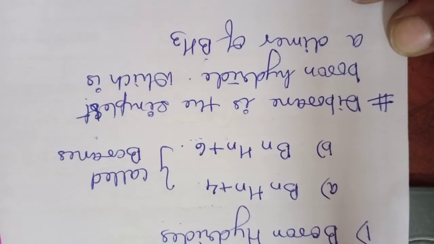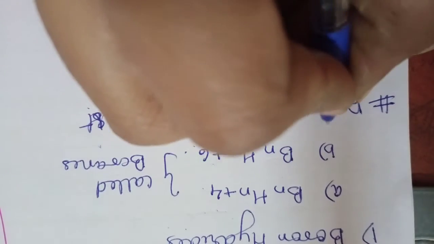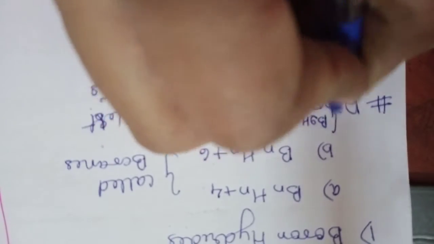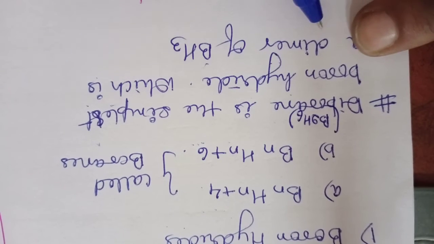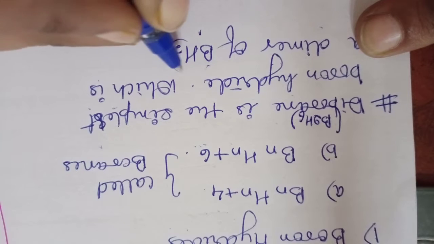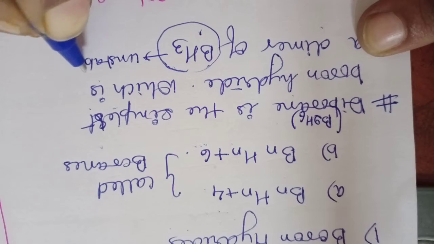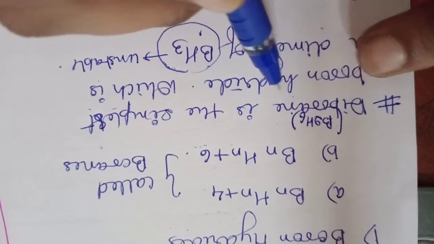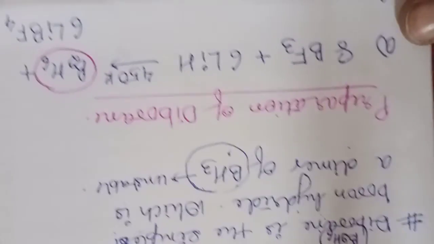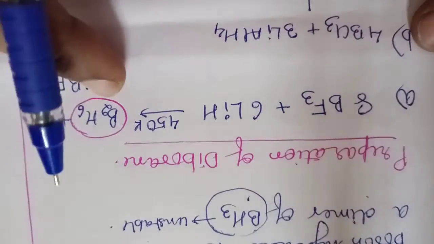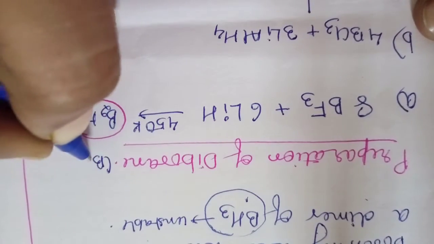The diborane formula is B2H6. B2H6 is the formula for diborane. So diborane is the simplest boron hydride, which is a dimer of BH3. BH3 does not exist. It is unstable in nature. Hence B2H6 is the form. It is the simplest form of the boron hydride. Now the preparation of diborane, whose formula is B2H6.